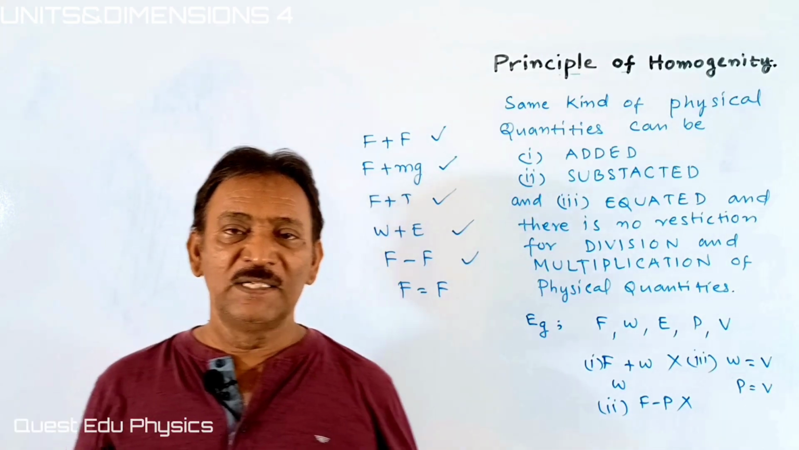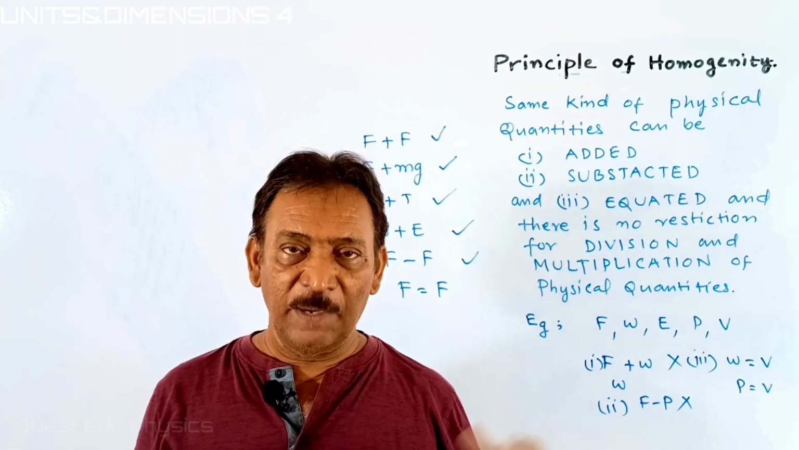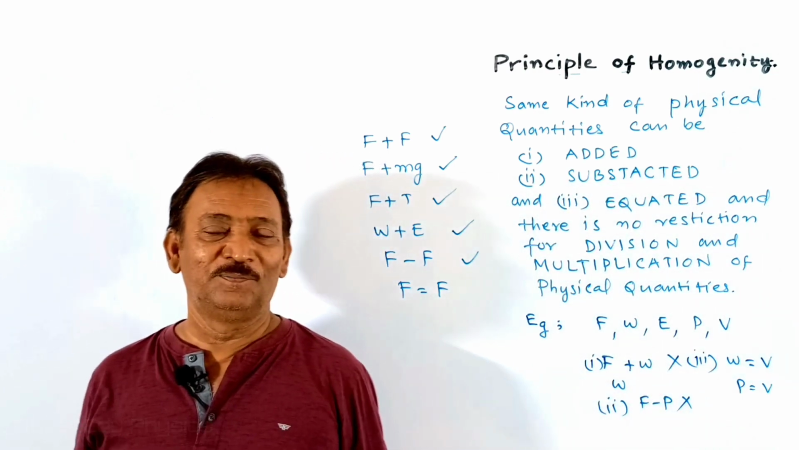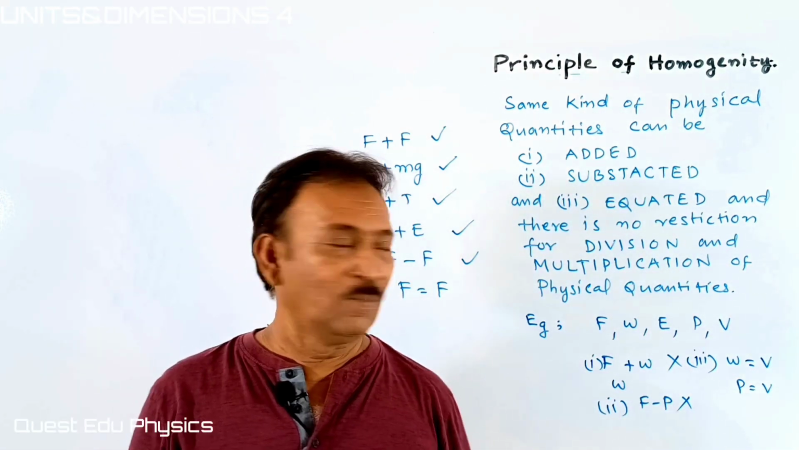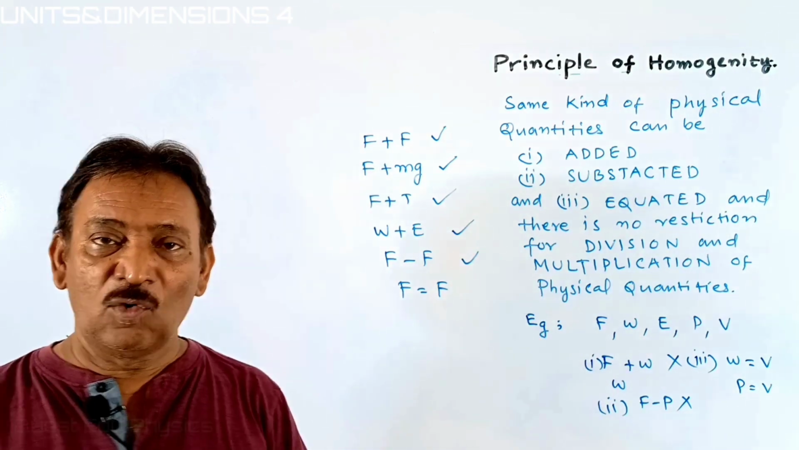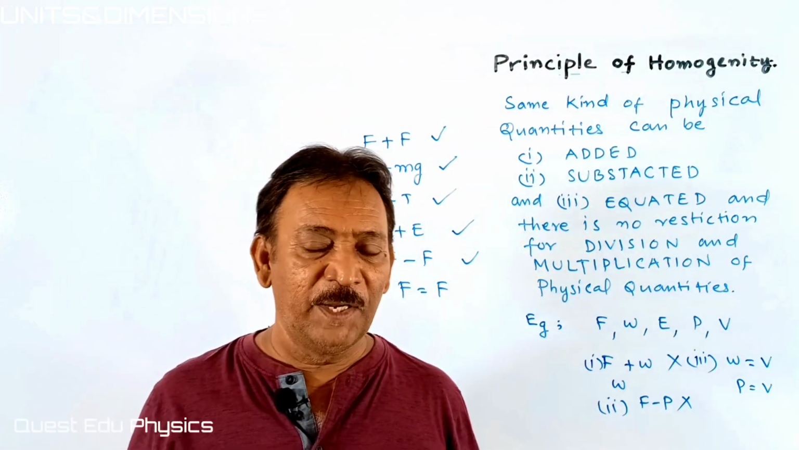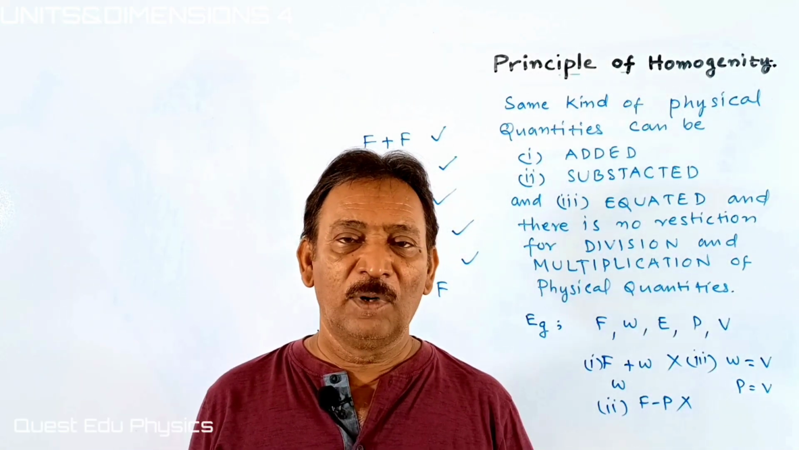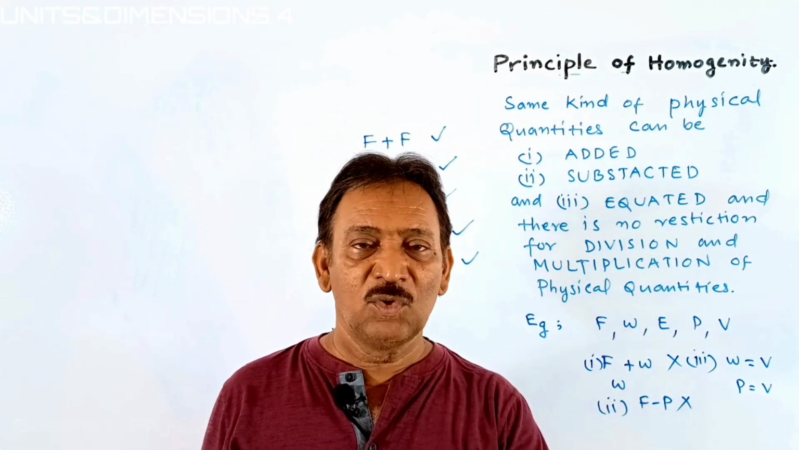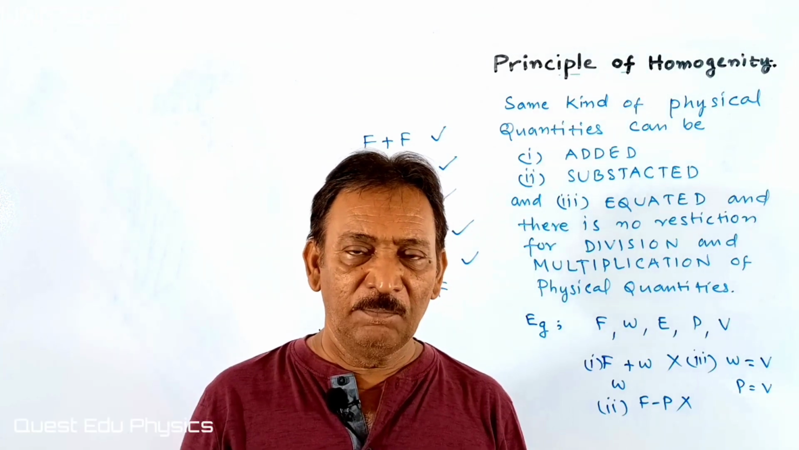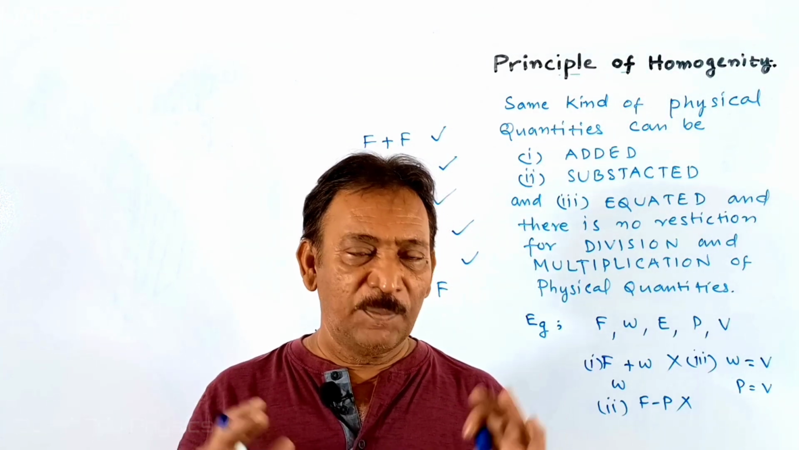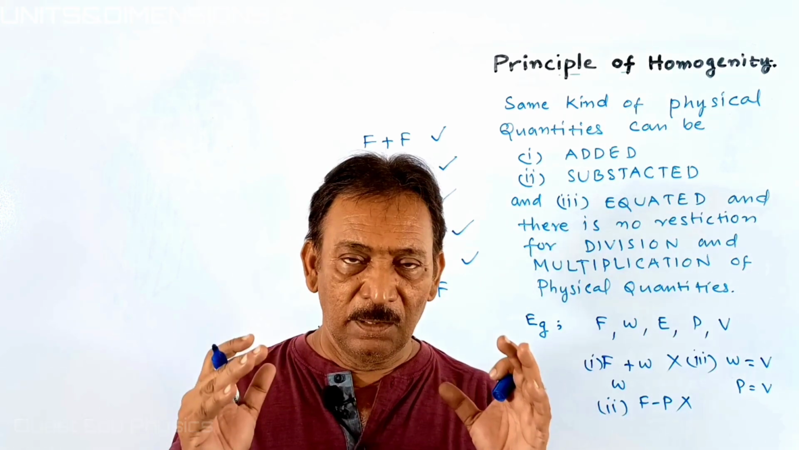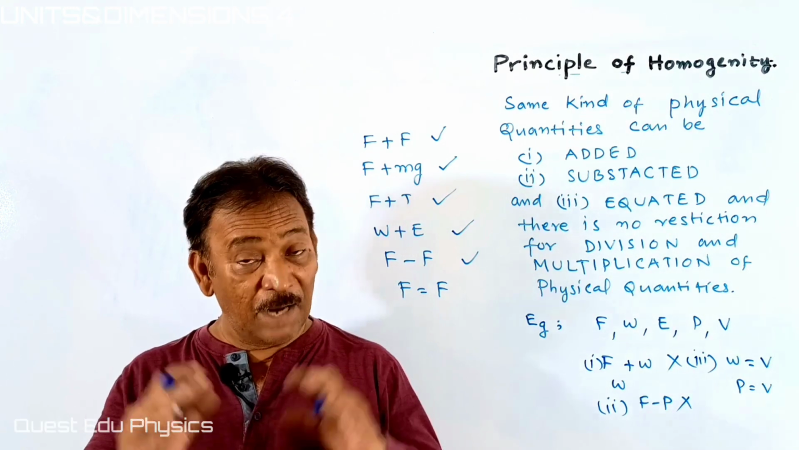Only same kind of physical quantities can be added, can be subtracted, and equated. But you cannot add different physical quantities with each other. I mean, x has to be added with x only. You can't count x and marbles together, even though they look the same. Understanding, students? Similar physical quantities can be added, can be subtracted, can be equated.